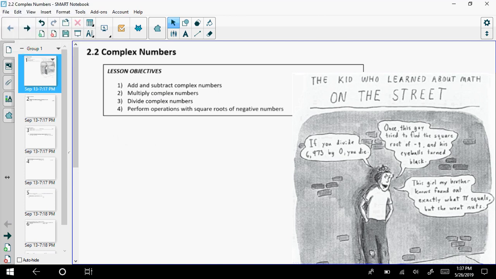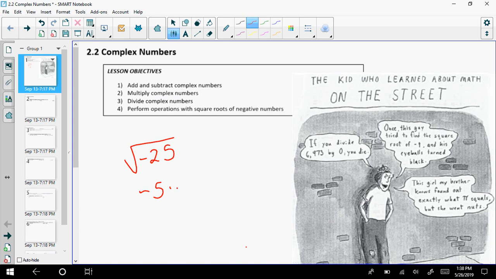Lesson 2.2 is on complex numbers, and when people first see this concept, they're kind of mind blown by it. For example, if you had your calculator and you tried taking the square root of, let's say, negative 25, your calculator would probably either say error or it would say non-real, and that's for good reason. There is not a real number times itself that would make negative 25, and you might think, well, what about negative 5? Well, negative 5 times negative 5 is 25.